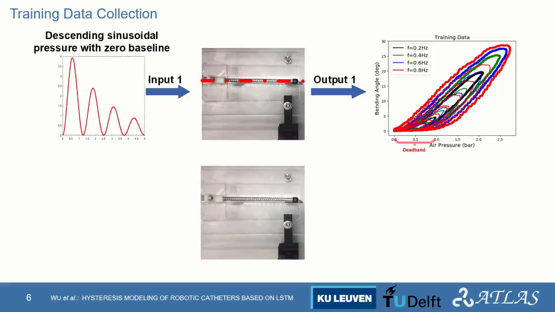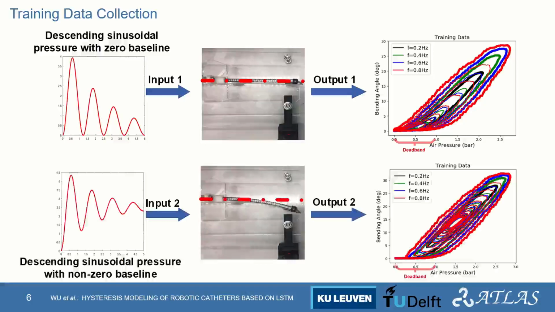Moreover, one might also notice that there is a dead band at the bottom of the hysteresis loop. In that area, the catheter bending angle almost does not react even though the pressure is increased. To sum up, muscle-driven catheter has a complicated hysteresis pattern, which is described as rate-dependent, asymmetric, and saturated.